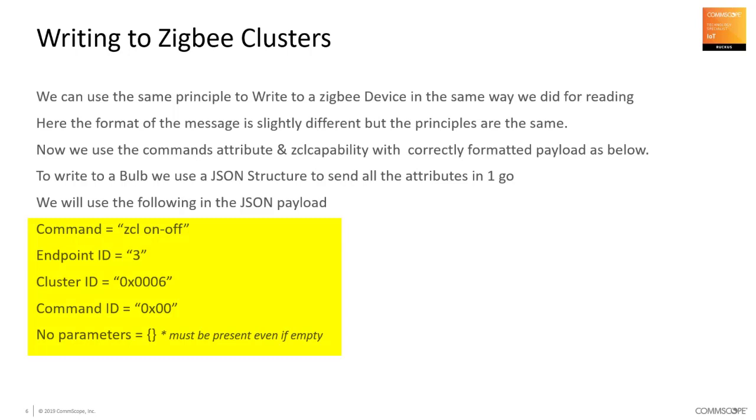The endpoint ID. So for this particular light bulb, the endpoint ID is 3, whereas for the door sensor, it was 1. The cluster ID. So we're going to use the on off cluster, and the command ID. The command ID in this particular case would be 00 means turn the light bulb on, 01 would be turn the light bulb off. There's also some extra parameters that we may or may not need to send depending on the command that we're sending, but we need to present it even if it's an empty field.